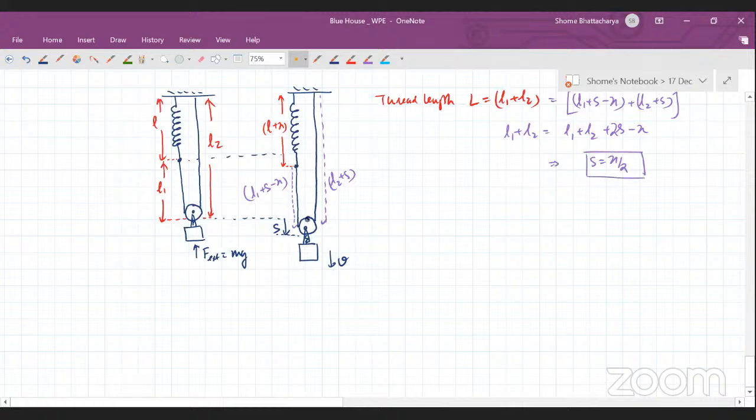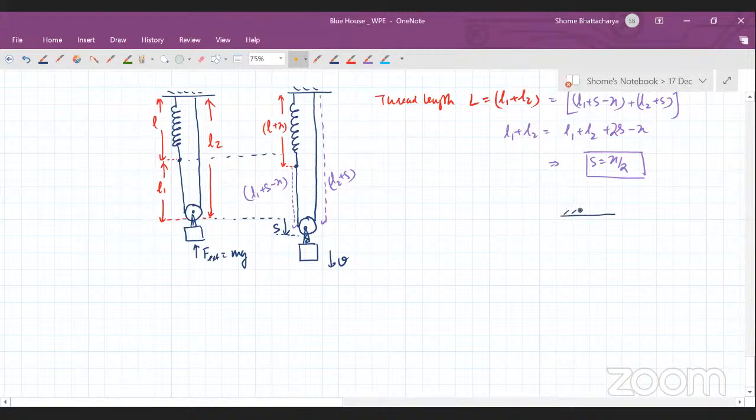Okay. So you can simply understand that when the block displaces by a distance S, it's pulling the spring by how much? 2S. So obviously X is equal to 2S. Okay. You can also understand it by the virtual power method.